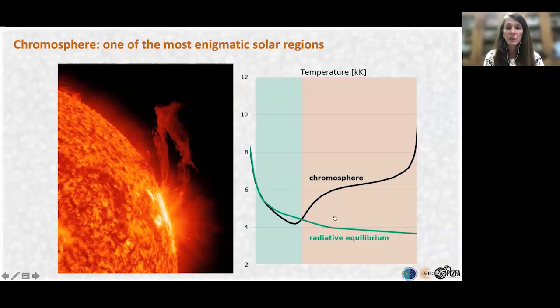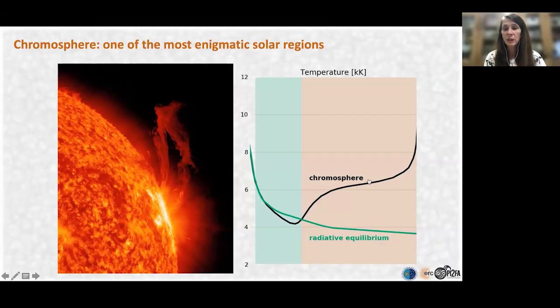But observations of spectral lines in the solar chromosphere and in the corona show emission. Spectral lines are in emission, and it tells us that there is no radiative equilibrium, and the temperature is actually not decreasing with height, but it's actually increasing with height. And this we call the problem of chromospheric temperature increase. And this needs to be explained. So this deviation between the black curve and the green curve needs to be explained.